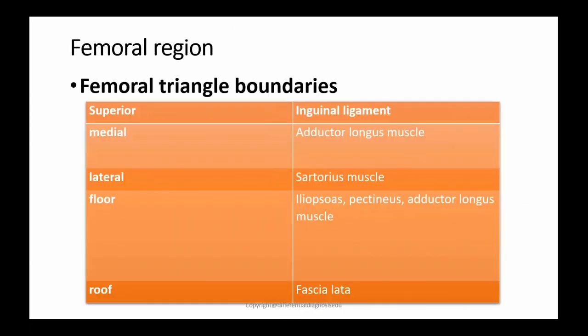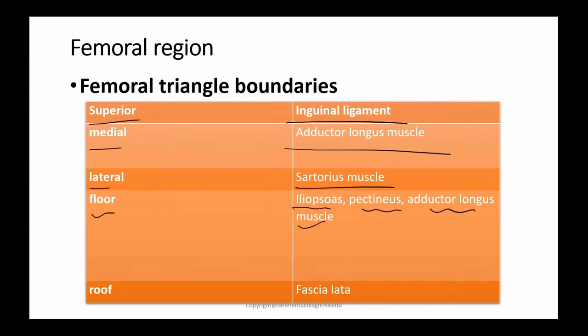Next is femoral triangle. Again, they will not ask you about boundaries. They will ask you the content, which is more important. So femoral triangle boundaries: superior is inguinal ligament, medial is adductor longus muscle, lateral is sartorius muscle. Floor is iliopsoas, pectineus, adductor longus muscle, and roof is fascia lata.